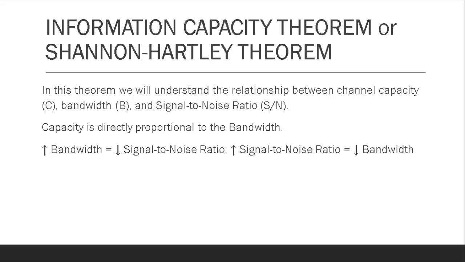If the signal-to-noise ratio is increased, then the bandwidth should be the one reduced. To put simply, higher bandwidth means lower signal-to-noise ratio, and higher signal-to-noise ratio means lower bandwidth. You can see here in the slide, up bandwidth, down signal-to-noise ratio. Capacity then is directly proportional to the bandwidth.